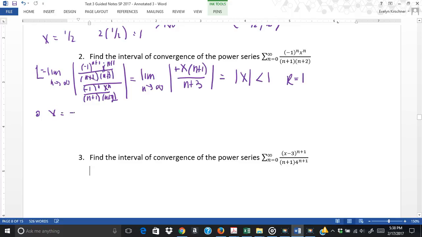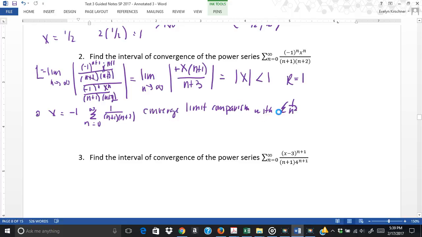So at x equals -1, I have the sum from n equals 0 to infinity of 1, because the negatives will go away, so I have 1 over (n+1)(n+2). And this converges, if I use the limit comparison with the sum of 1 over n squared.